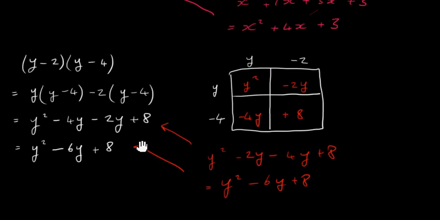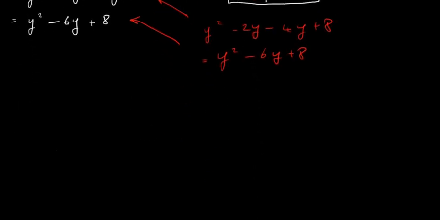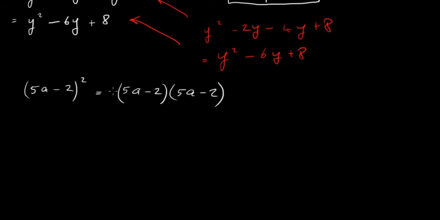Okay, let's try another one. Now, let's have a look at, let's say, 5a minus 2 squared. This is the same as the other two, it just looks a little bit different. Squaring means just multiplying something by itself. So in other words, that's just 5a minus 2 multiplied by 5a minus 2. So now you can see we just do exactly the same as what we did up here.